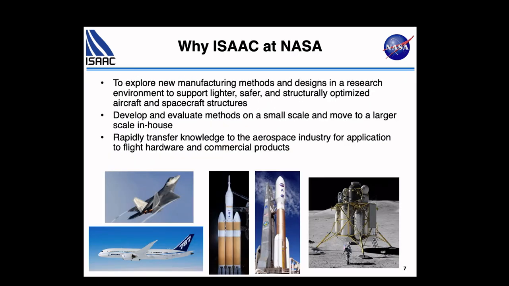And so we want to look at aircraft and spacecraft. Our goal, of course, is lighter, safer, structurally optimized, meaning as light as possible to meet the loading requirements. Go from smaller scale, including little coupons, up to large scale structures. And I will show you some examples of the things we have built on Isaac. We're not trying to build whole airplanes. We're simply trying to build parts that are large enough to be relevant to support our aircraft and spacecraft programs. And we want to be able to transfer that information to industry quickly.